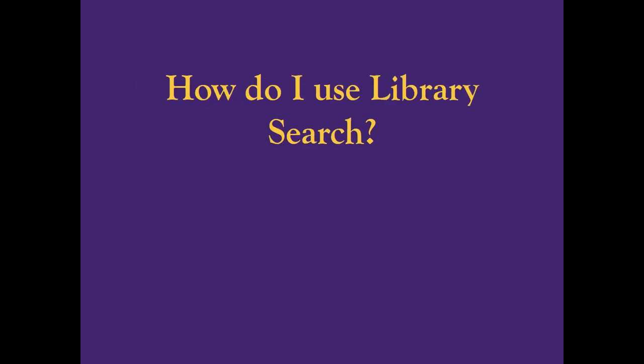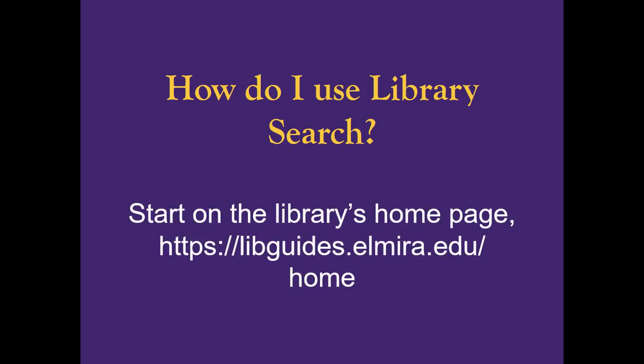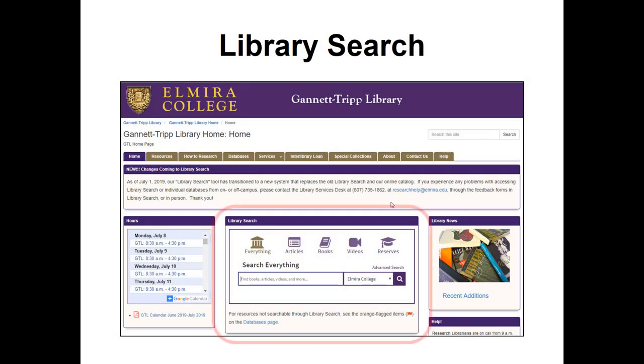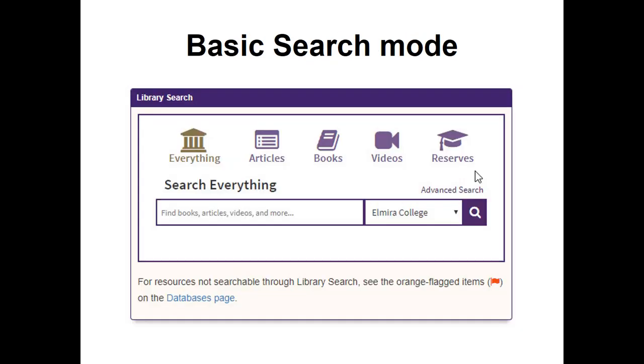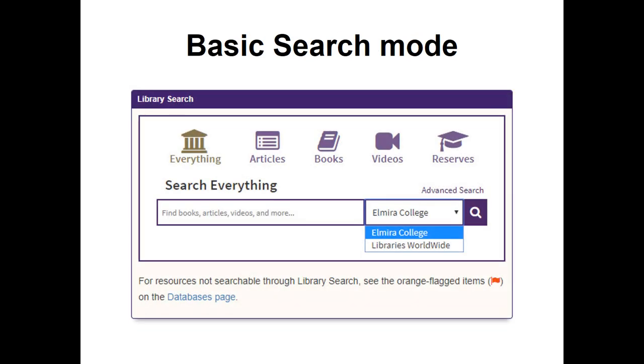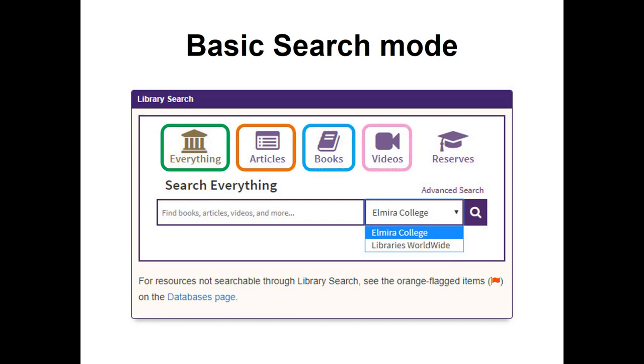To use library search, start by going to the library's homepage. You'll see the library search box in the center of the page. You'll automatically start in basic search, which is the default search mode. It uses keywords and includes all types of material in your results. Click the icons to limit your search to articles, books and ebooks, videos, or course reserves. Use the drop-down menu to expand your search to libraries worldwide.